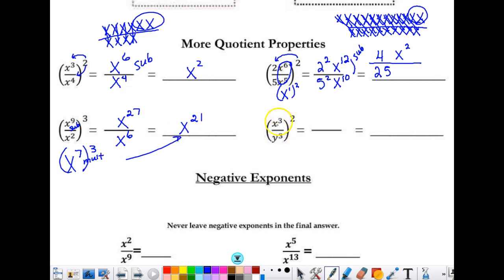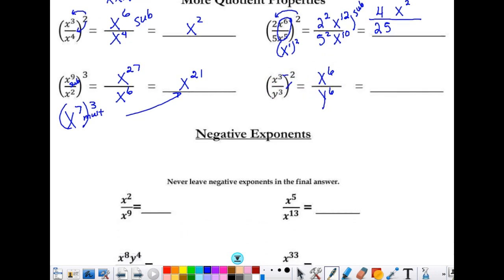Now, here I can't mix x's and y's, so be on the lookout for that. I think there's one on your homework like that on the back. So here I have x to the 6th and y to the 6th. I multiply here, multiply there. And I can't do anything with that because x's and y's don't mix.